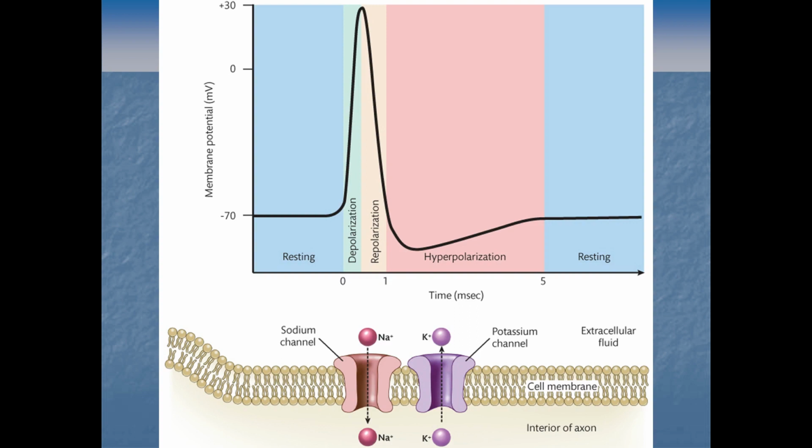Through some ion pumps, we won't worry too much about the details of those mechanisms, it gets back down to negative. It even overshoots a little bit and briefly goes below negative 70, but it'll quickly end up back at negative 70 in its resting state, ready to fire again to new input.